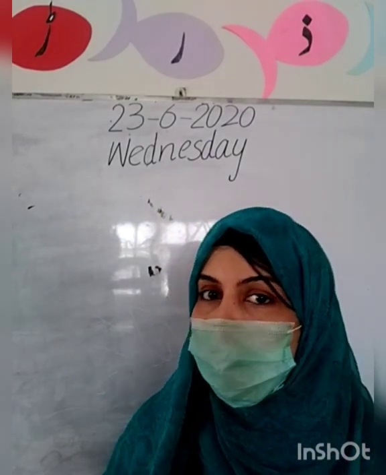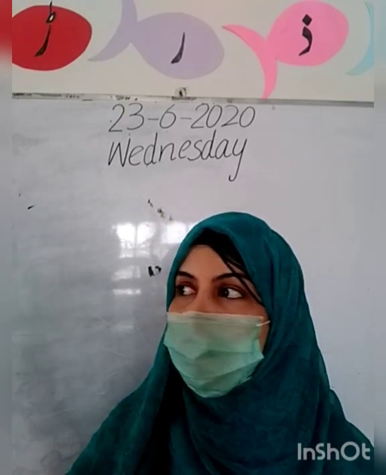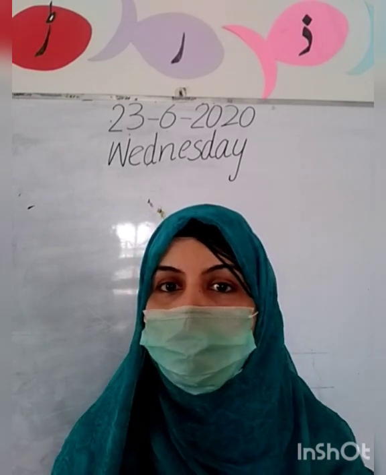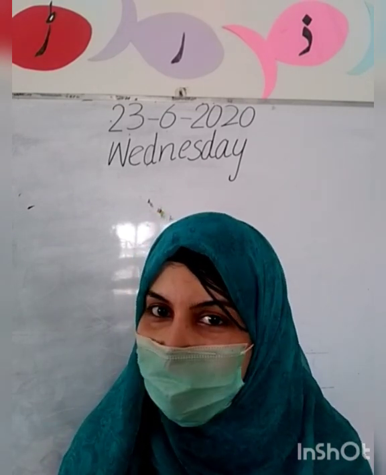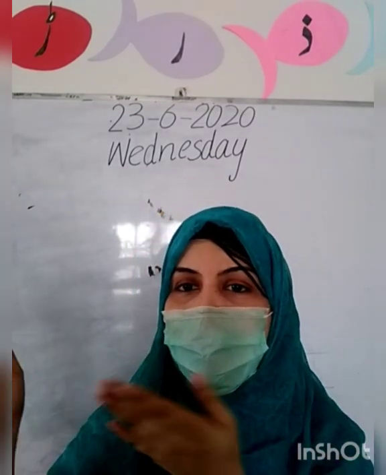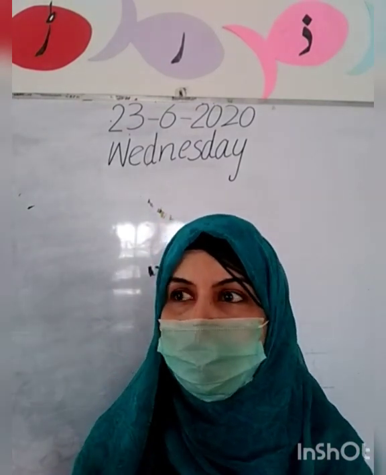Now look outside. Are you sitting in your lawn? Are you sitting in a room? If you are sitting in a room, then go out from the window and tell me how's the day today. Yes, you can see a bright sparkling sun outside.